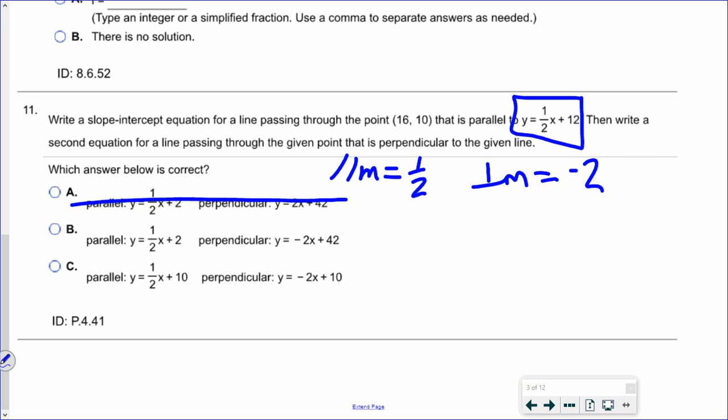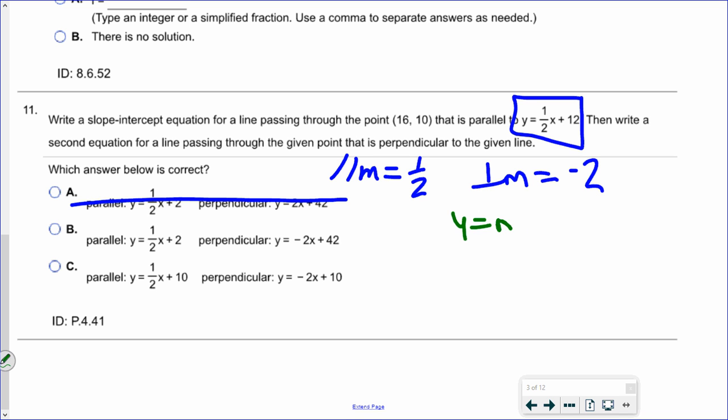Now I need to go to the second one and determine, is it letter B or is it letter C? All I have to do is find either the parallel line or the perpendicular line. Which line would be easier to find? I think the perpendicular line would be easier, because I don't have a fraction as a slope, do I? So all I have to do is find b.